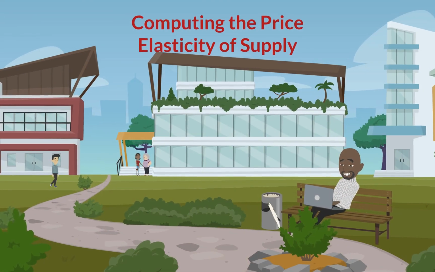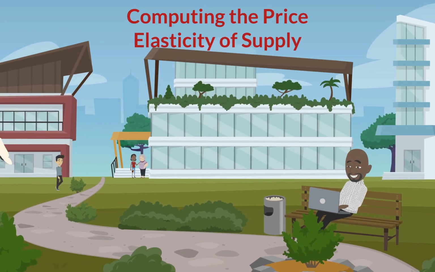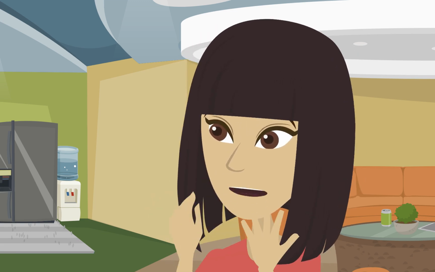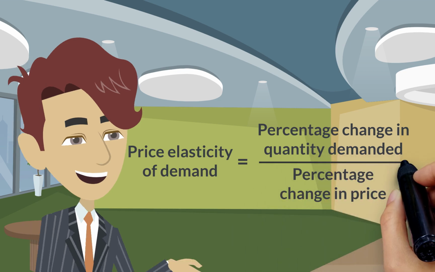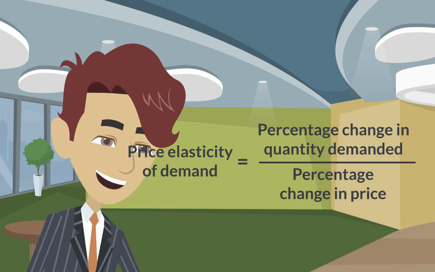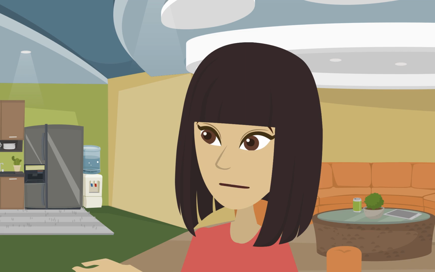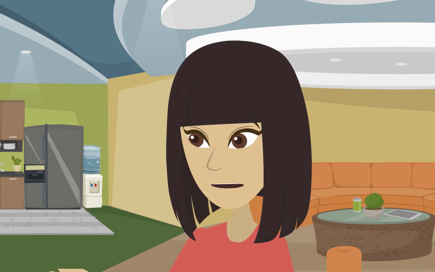Computing the price elasticity of supply. How do economists actually calculate the price elasticity of supply? They use the formula percentage change in quantity supplied divided by percentage change in price. Can you show me an example of that calculation?